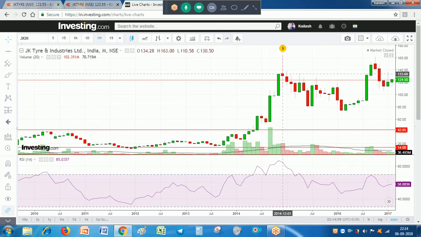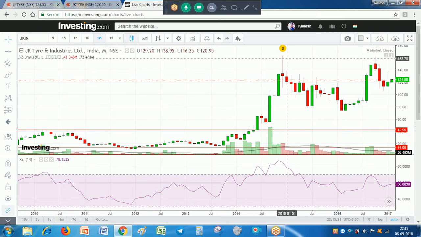So it has given roughly, just taking it, how many times is this? If we divide 163 by 43, it has moved somewhere around 3 to 4 times. So it has given us multi-bagger returns. It has given a huge return this time.